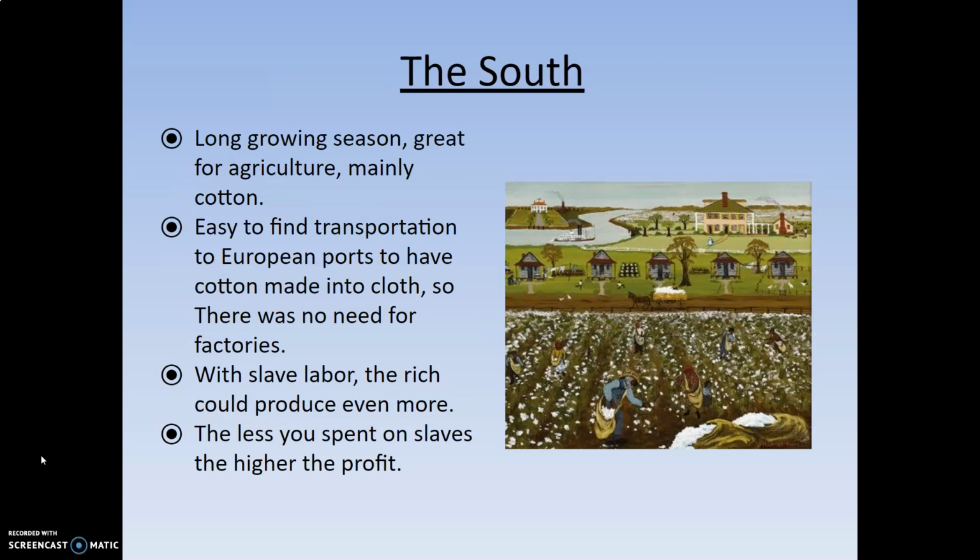The South had a longer growing season, which was great for agriculture, mainly cotton. It was easy to find transportation to European ports to have cotton made into cloth. So there was really no need for factories because they just shipped it off and it came back as cloth. With slave labor, which is free labor, the rich could produce even more. And the less you spent on slaves, the higher the profit.